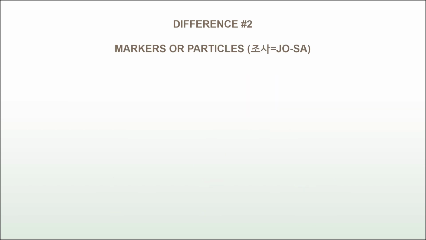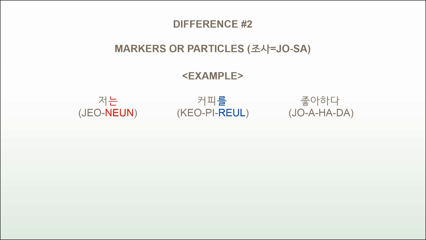So, difference number two is the markers or particles, which is 조사 in Korean. You need to add 는 after the subject 저 and 를 after the object 커피. As you can see, 는 is the subject marker and 를 is the object marker.